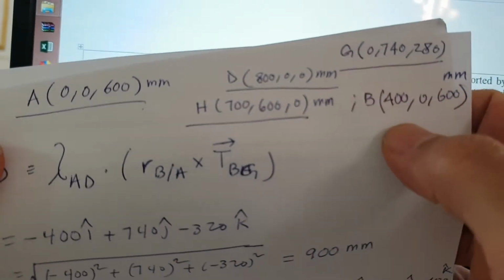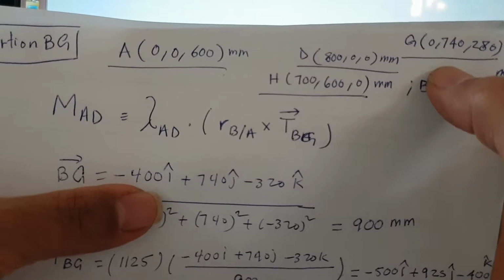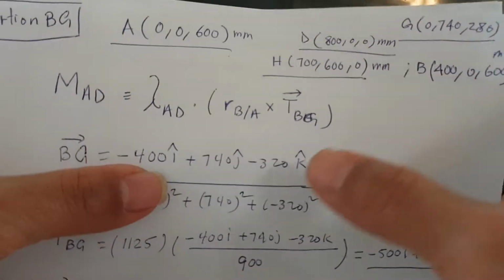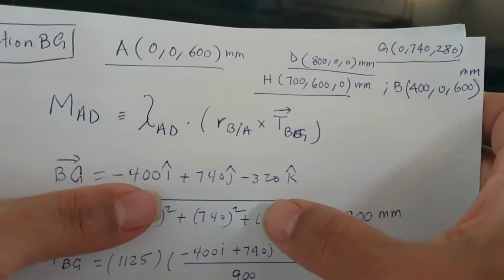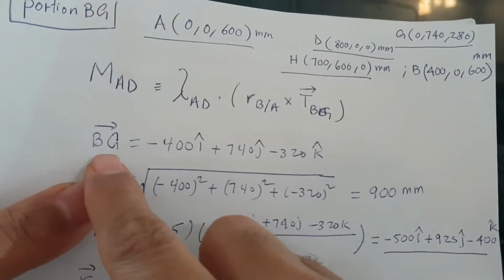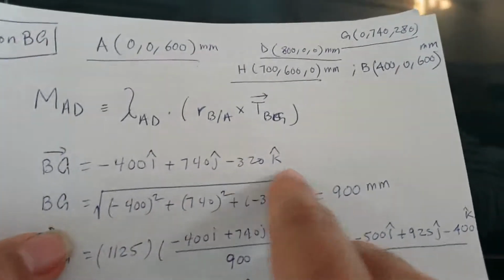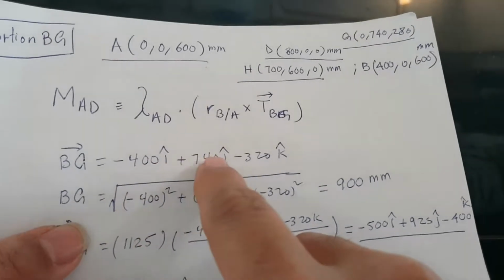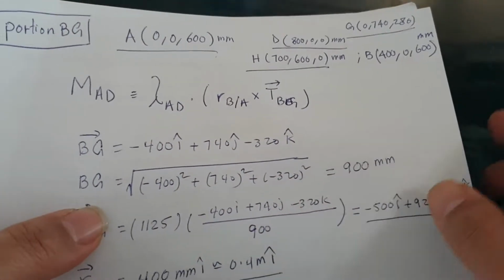So 0 minus 400 is minus 400I, 740 minus 0 is 740J, and 280 minus 600 is minus 320K. So this is the vector form of BG. Now we should find the magnitude, which is the square root of this square plus this square plus this square. You'll end up with 900 millimeter.